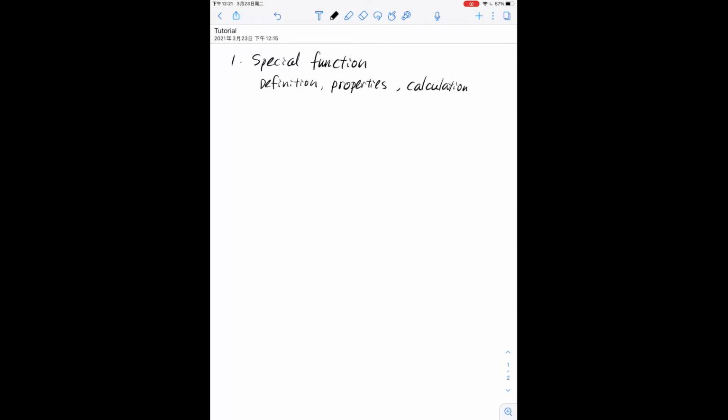Hello everyone. In this tutorial session, we are going to talk about two topics. The first is special functions and another is series functions.